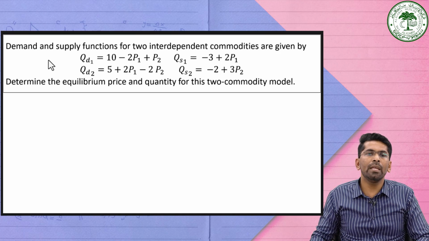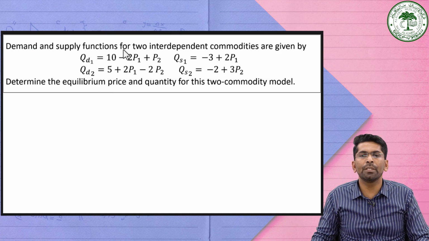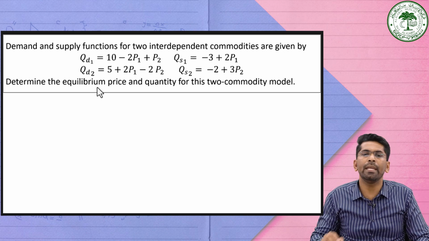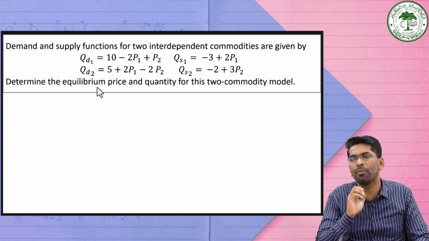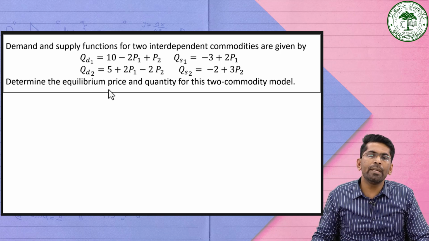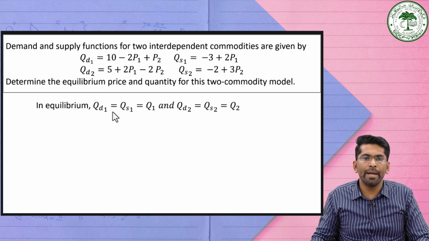We have the quantity demand and supply functions for two interdependent commodities, which are given here. Quantity demanded and quantity supplied of commodity 1 are given, and similarly for the second commodity. We want to determine the equilibrium price and quantity for these commodities. Now, in equilibrium we know the quantity demanded is equal to quantity supplied.